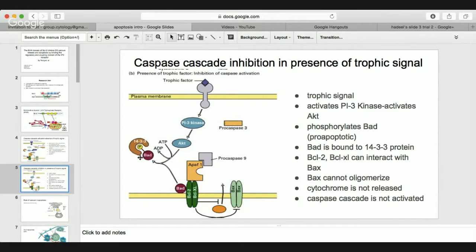With BAD sequestered in the cytosol, the anti-apoptotic BCL2 and BCLXL can then interact with BAX and prevent its oligomerization. With BAX activity inhibited, the ion influx is inhibited. Thus, the cytochrome C release into the cytosol is inhibited, which in turn inhibits the caspase cascade activation.